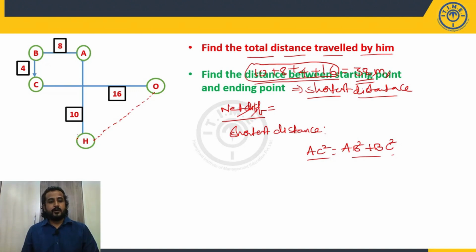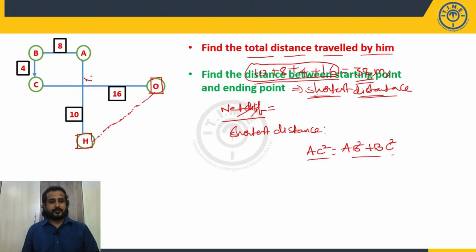What is the starting point? Home. What is the ending point? Office. So we need to identify the distance between these two points. This is the meaning of that question. The total distance is 38, we already know. But still they are asking to find the distance between the starting point and ending point, so their intention is to ask the shortest distance between these two.